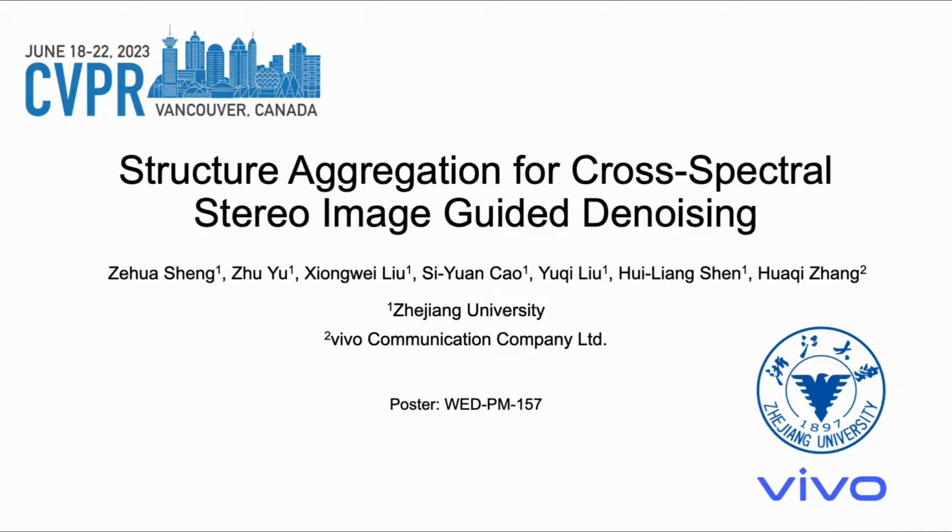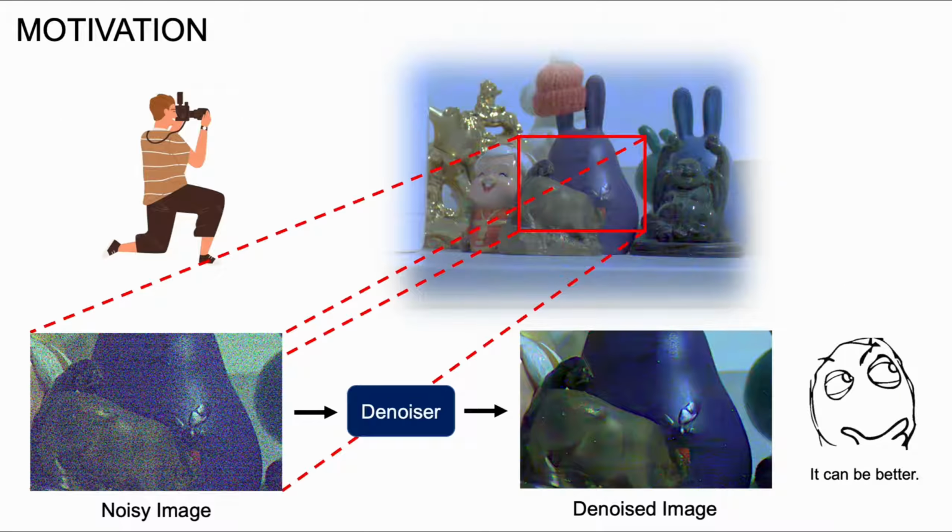In this video, we are going to present you our work, Structure Aggregation for Cross-Spectral Stereo Image Guided Denoising. To begin with, let's suppose we are taking a photo in a low-light environment. The captured images are inevitably corrupted by random noise, especially in a short exposure time. Although current single-image denoisers can basically remove the noise completely, they cannot avoid over-smoothing the image details.